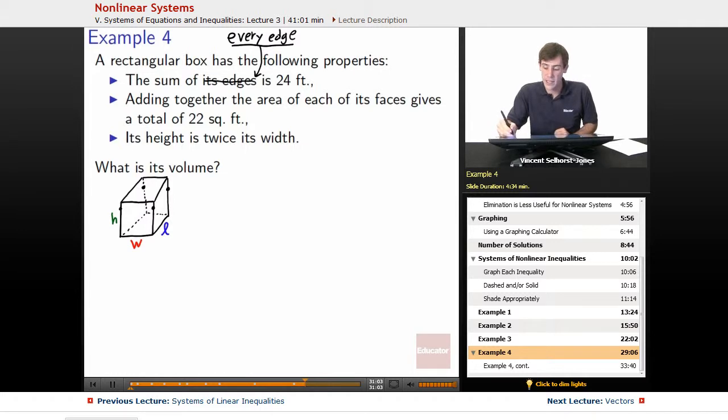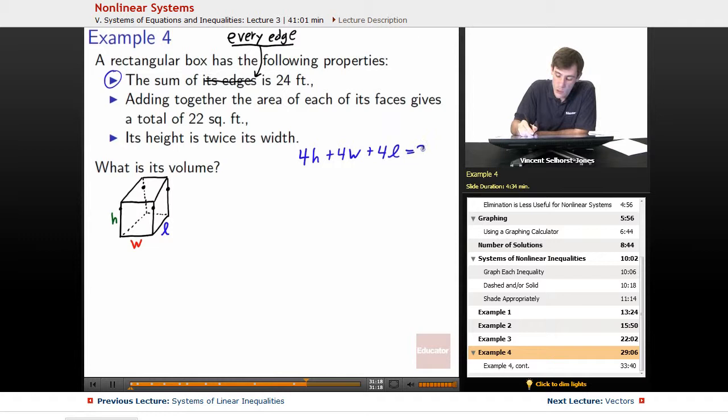All right, so if that's the case, the first idea will come out to be 4h plus 4w plus 4l equals 24 feet. So height, width, and length all combined together come out to a total of 24 feet, because it's the sum of every one of the edges, and height will show up 4 times. Width will show up 4 times on the box. Length will show up 4 times on the box.